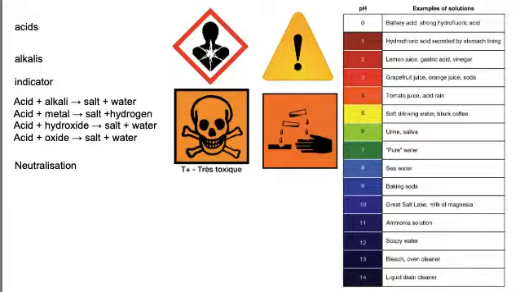Numbers less than 7, as I said before, are acid. So something like urine or saliva or black coffee are weak acids. They're close to neutral, but they're not neutral. Something which is much stronger, like lemon juice or hydrochloric acid, has a much lower pH. It's closer to 1. And so it's a strong acid.